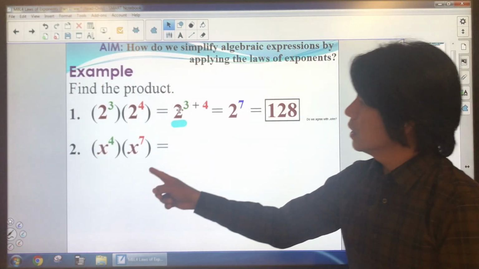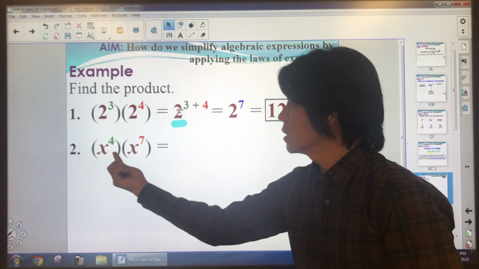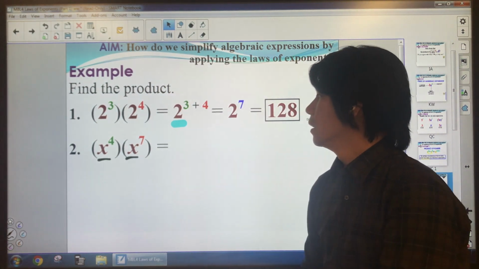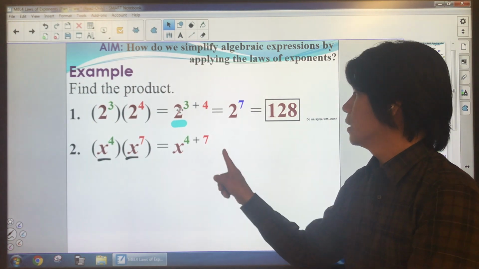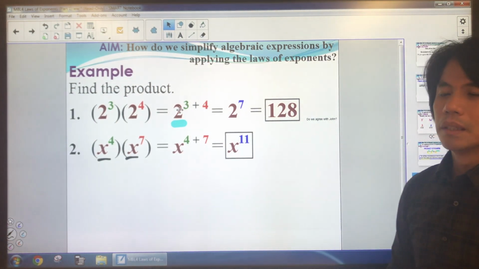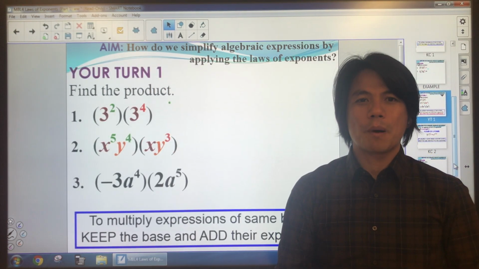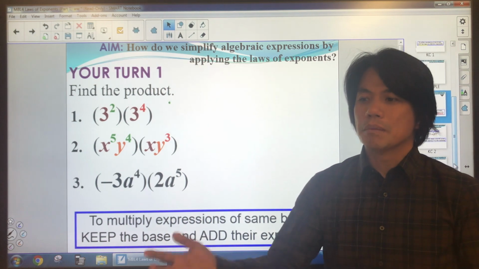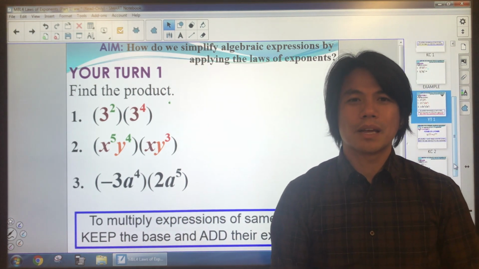Okay. Now let's have the second example. X to the 4th times x to the 7th. Again, same base. Keep the same base and add their exponent. That's x to the 11th power. Now it's your turn to practice. Be sure to pause our video while you're doing these problems. Come back once you're done so that you can check your answers.